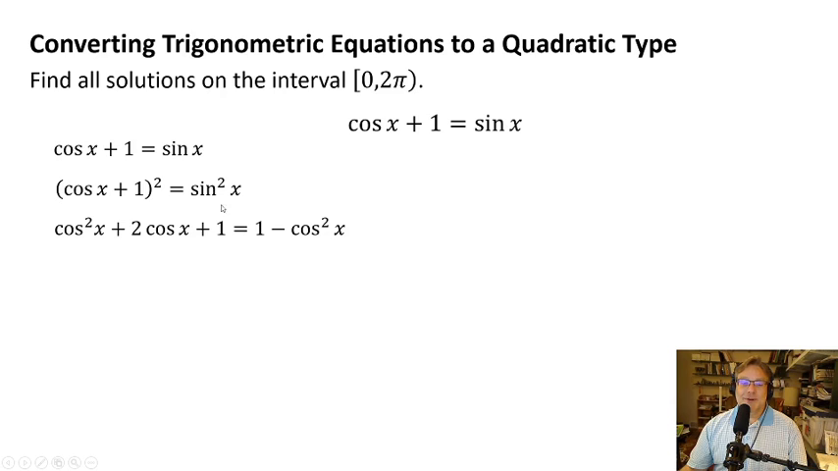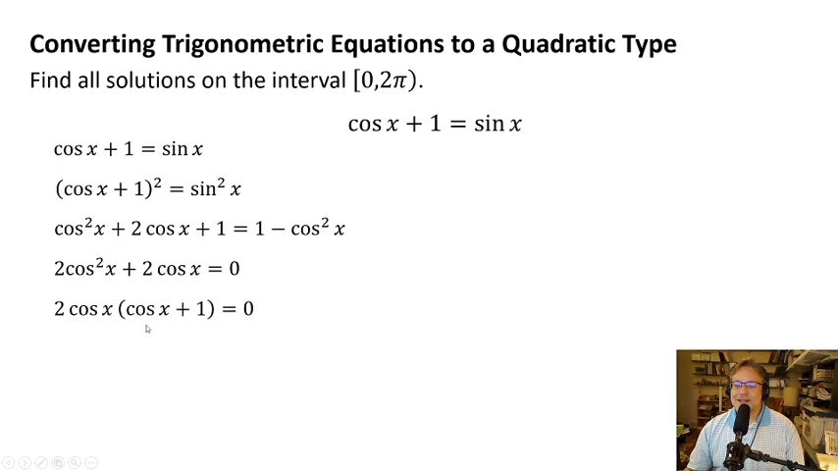But notice I've squared both sides here, so that's a hint that I'm going to have to check all my solutions when I'm done. If I square this, I get cosine squared x plus 2 cosine x plus 1, and this, through the trigonometric identity, gives us 1 minus cosine squared x. So let's get everything on one side here and set it equal to 0, and then let's factor.